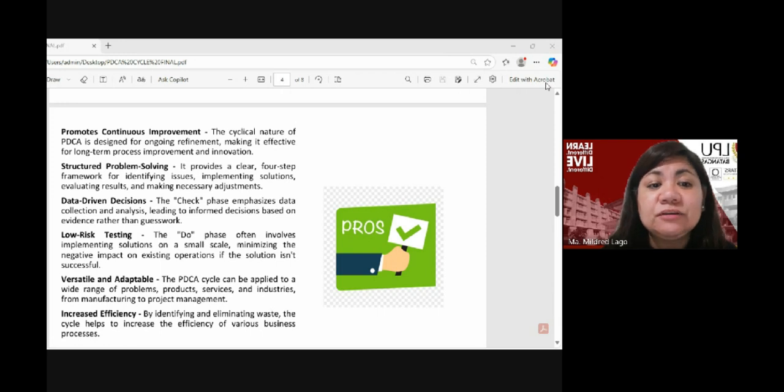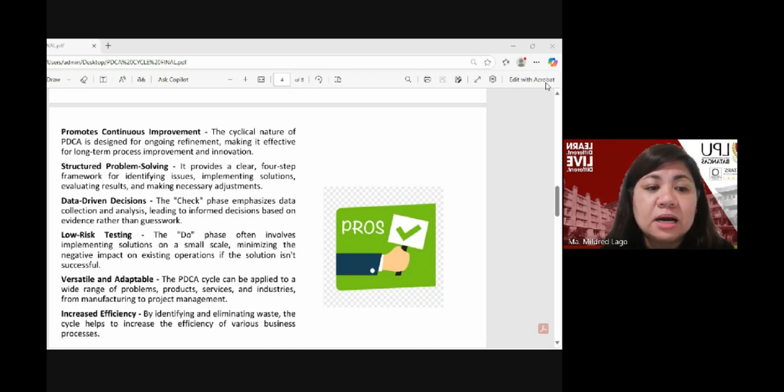Third, data-driven decisions. The check phase, or the third part of this cycle, emphasizes data collection and analysis, which leads to informed decisions based on evidence rather than guesswork. So hindi tayo mamumula dito kung ano yung gagawin natin, kung ano yung i-implement natin, or ano yung solution, because the data is there, because we already did the study, we already did the check phase. The results will tell us what would be our decision.